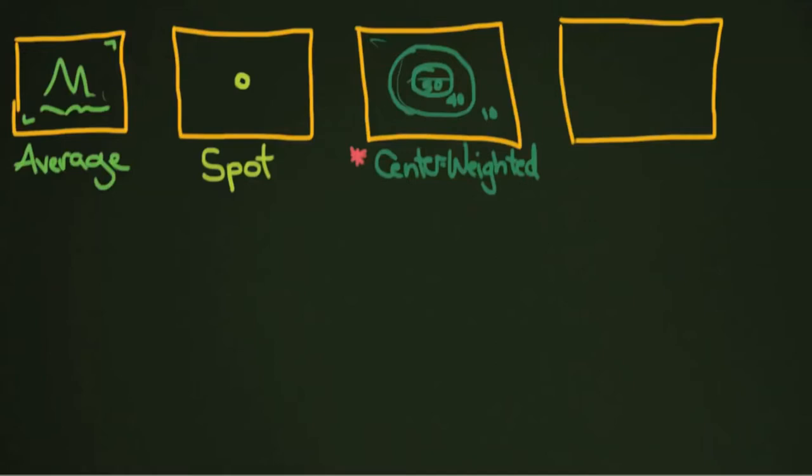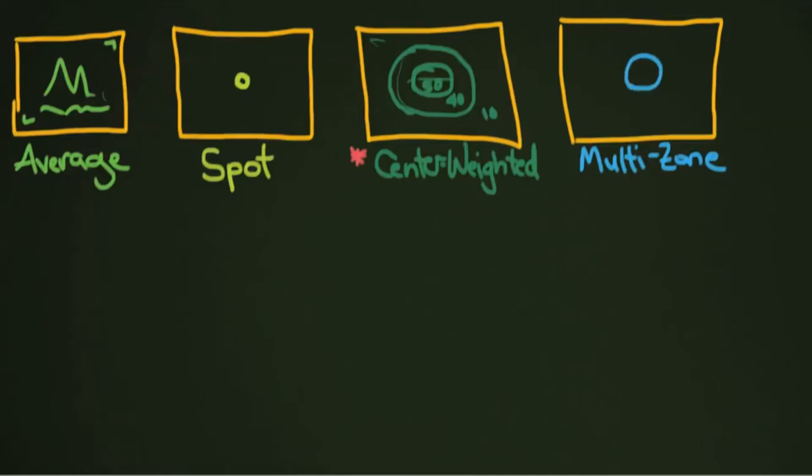Now the last one is sort of, well, there's lots of different names for it out there. I'm just going to call it the multi-zone, because that's the non-corporate way of saying it. The thing is that every company has its own way of creating multiple metering systems, these sort of advanced metering systems that are coming out today. They're often a combination of a center weighted and an average.